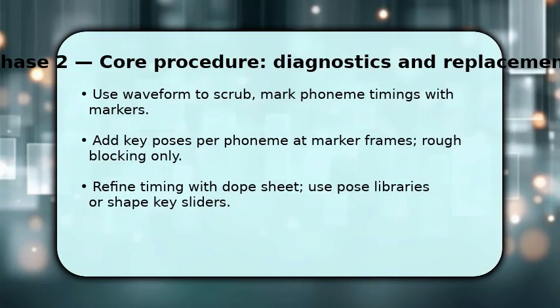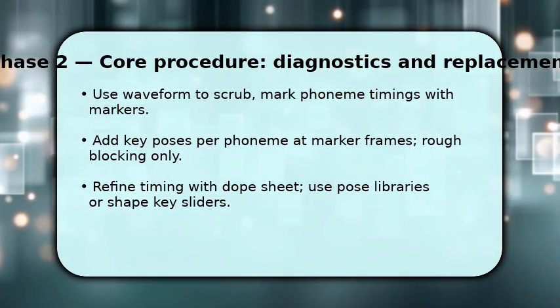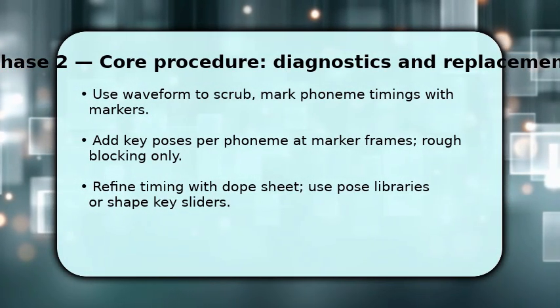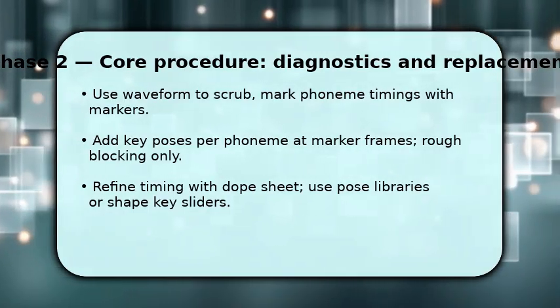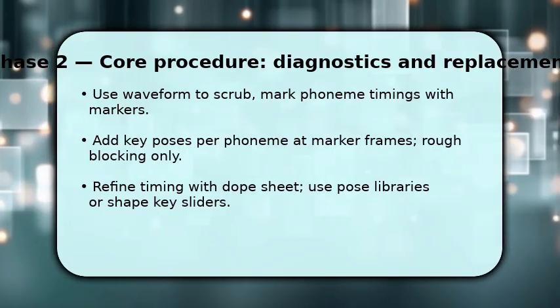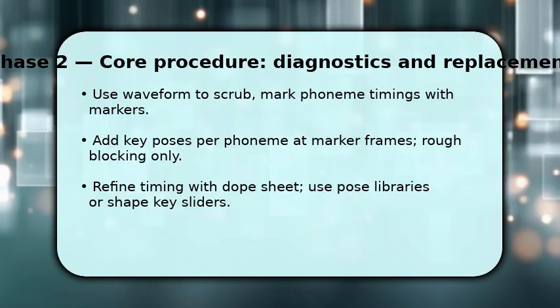You now block phonemes onto the timeline using the waveform as a visual guide. Scrub and add markers at consonant and vowel hits because precise timing beats guessing. At each marker, set a clear key pose for the matching shape key or bone. Keep it rough. You're mapping intent, not perfect motion.